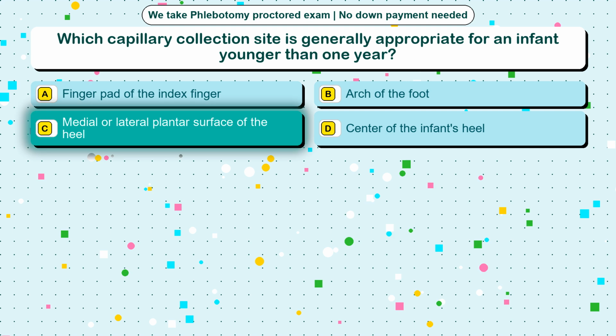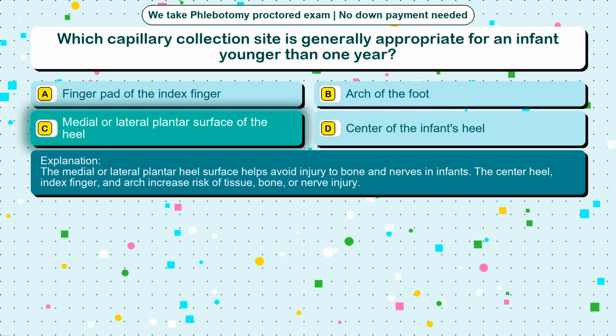The correct answer is option C. Medial or lateral plantar surface of the heel. The medial or lateral plantar heel surface helps avoid injury to bone and nerves in infants. The center heel, index finger, and arch increase risk of tissue, bone, or nerve injury.